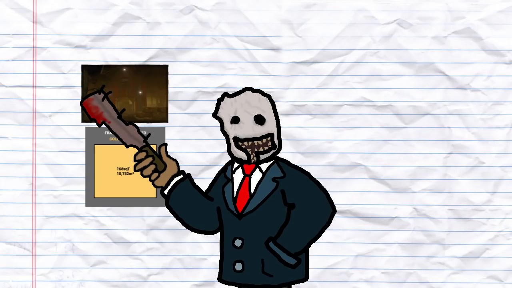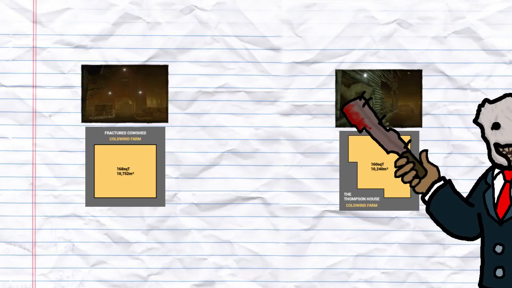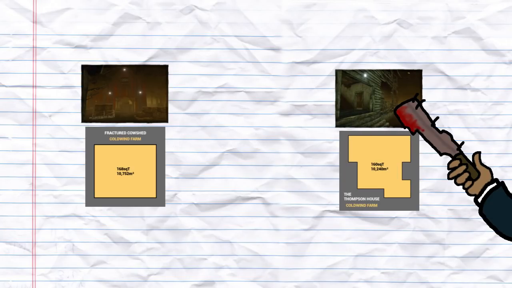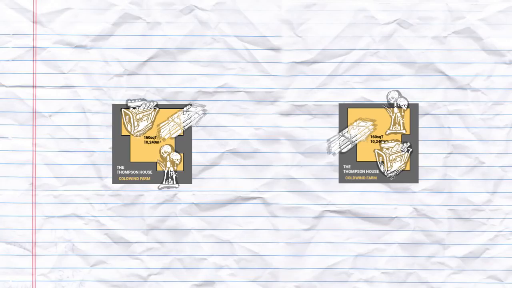You'll be able to tell when you're on Fractured Cowshed as opposed to the Thompson House, for instance, because Fractured Cowshed will always have the titular Cowshed, and the Thompson House will always have the titular Thompson House. These maps will always have the same size and boundaries. However, the other things I talked about will be randomly generated. This means if you played 2 games back to back on, say, the Thompson House, while the Thompson House will always be in the same place, the generators, pallets, totems, and obstacles won't.